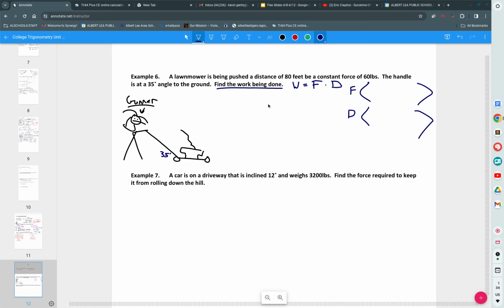This is a 35-degree angle right there. It's applying a force of 60 pounds to the handle.